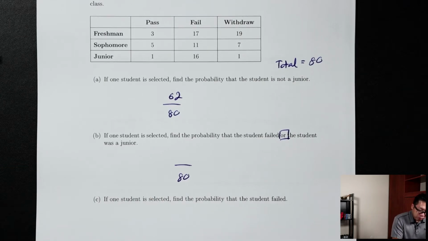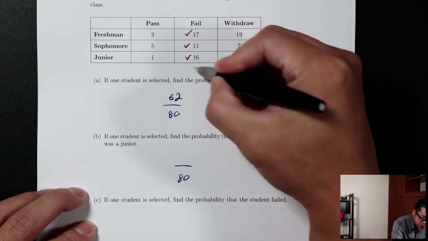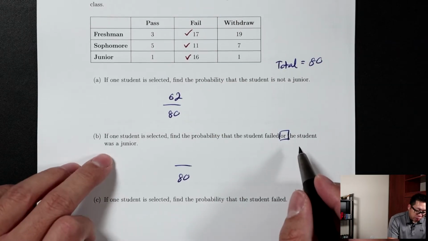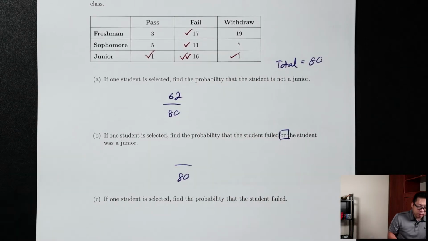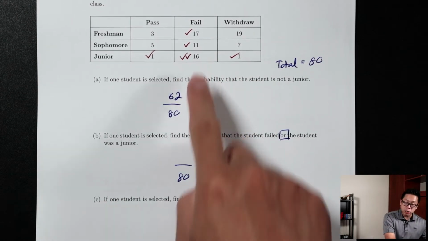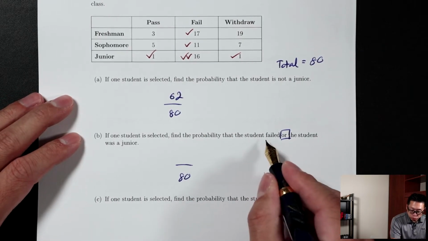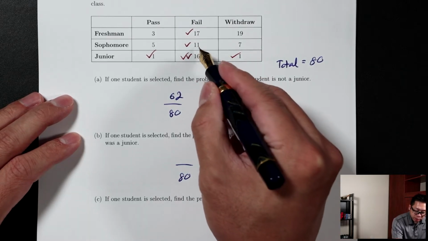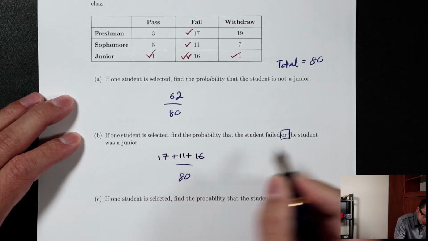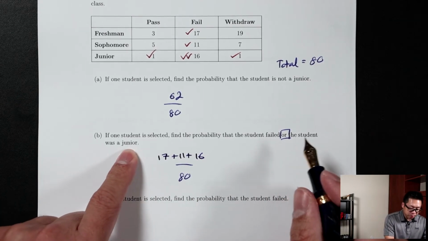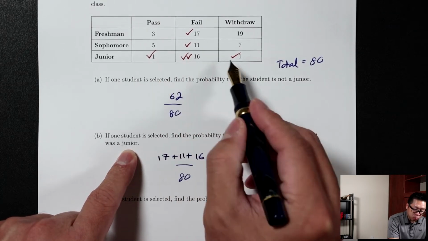So all the students who failed would be the 17, the 11, and the 16. So all those students failed. And then all the juniors, which would be the 1, 16, and 1. I just have to remember to not count the 16 twice. What I usually do is take all the students from the first group, which is all the failed, so 17, 11, 16. And then add on the students who are juniors, but remembering not to count this 16 twice. So I'll just add on the 1 and the 1.